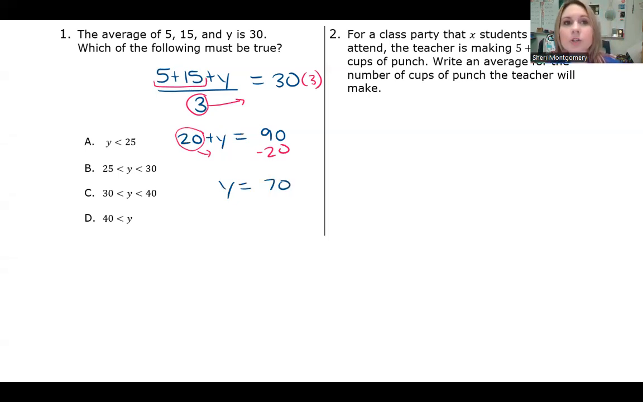All right, so we have to see which one does it fit, which category does it fit in? Is 70 less than 25? Between 25 and 30? Between 30 and 40? Bigger than 40? That's the answer.